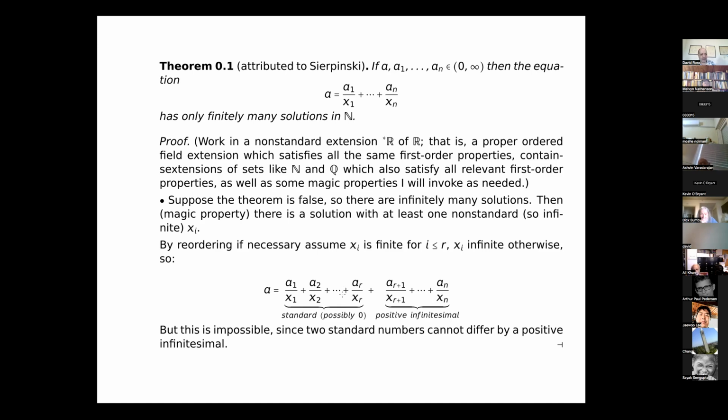So that whole sum is standard plus some positive infinitesimal. But you can't have that. You can't have two standard numbers differing by a positive infinitesimal. So that's the proof that that can't happen.